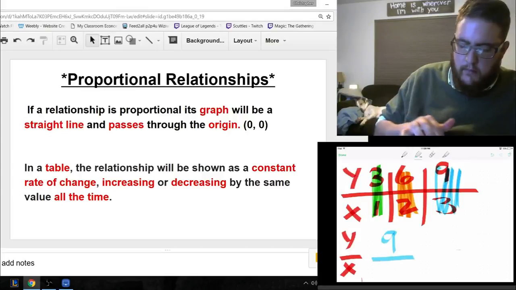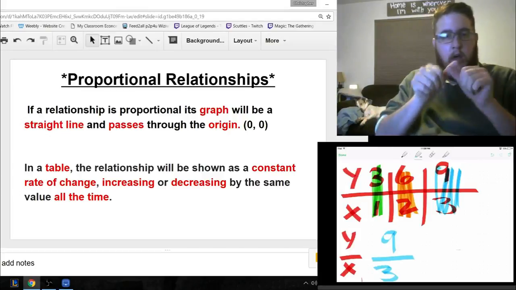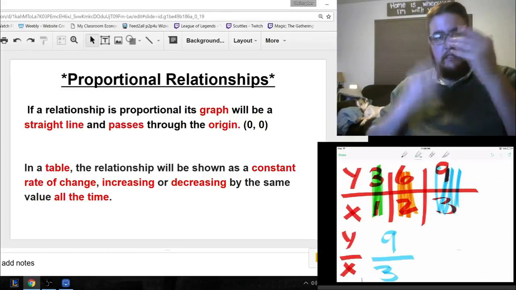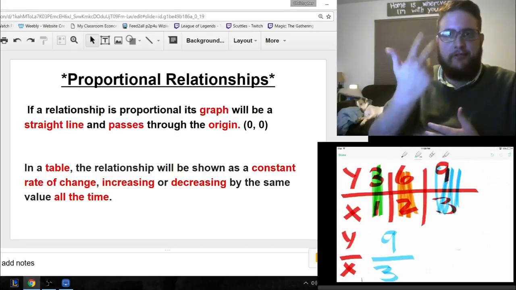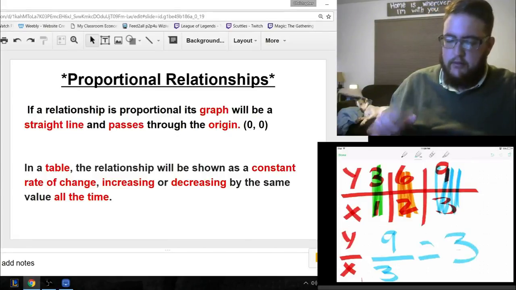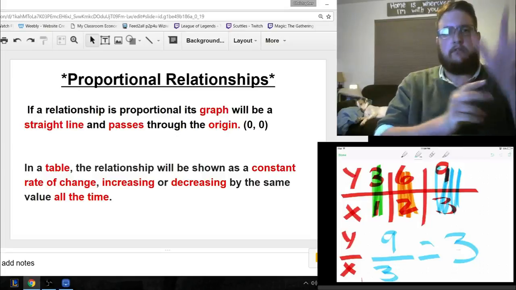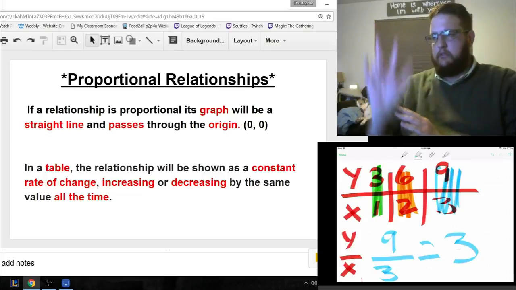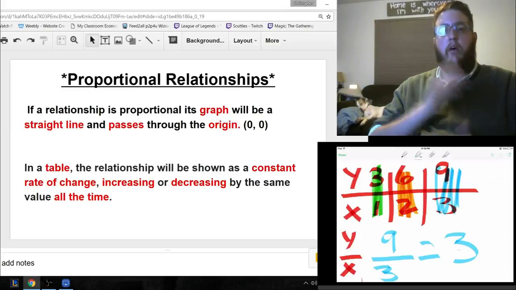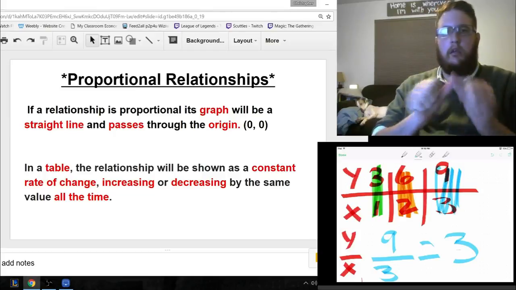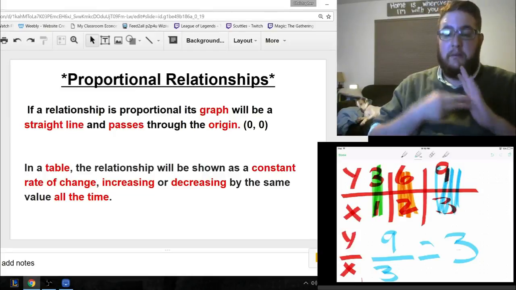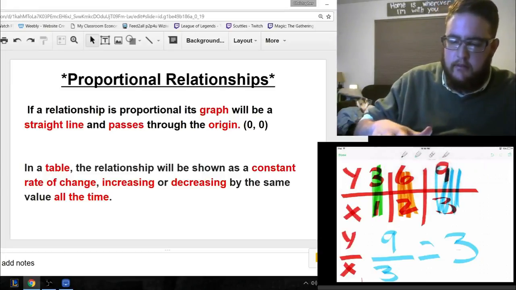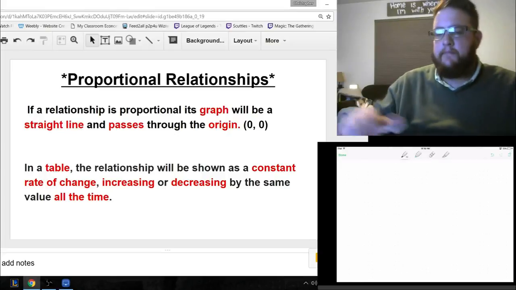So for the third pair, 9 and 3, we substitute 9 in for y and 3 in for x. 9 divided by 3 is also 3. So you'll notice that for each one of our pairs we divided them to find the rate of change, and each time the rate of change was 3. 3 divided by 1 is 3, 6 divided by 2 is 3, and 9 divided by 3 is 3. Because these are the same, we can confirm that 3 is our constant rate of change. And because it has a constant rate of change, it is in fact a proportional relationship.